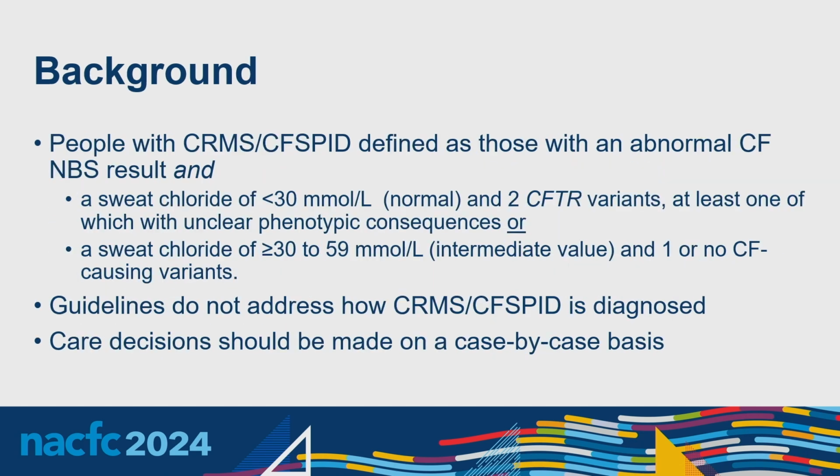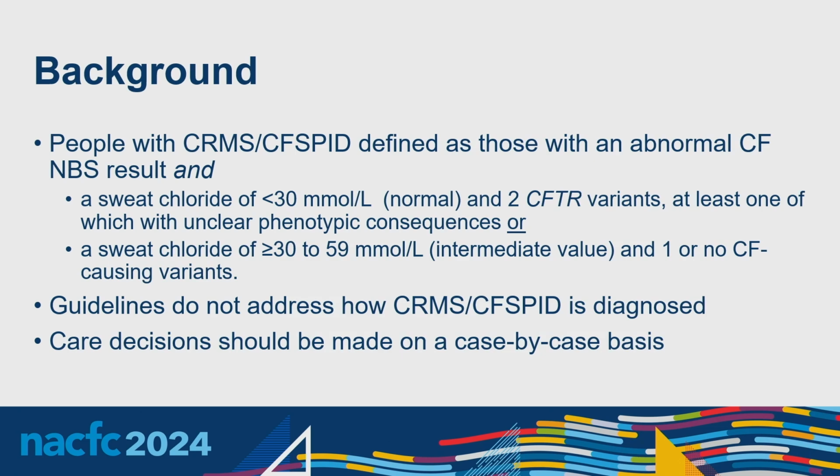All right, so as we all know, cystic fibrosis newborn screening has been offered in many countries around the world and in every US state since 2010. An unintended consequence of CF newborn screening is the detection of infants with an abnormal CF newborn screen result but inconclusive diagnostic testing, which has been termed CFTR-related metabolic syndrome, or CRMS, in the United States, and CF screen positive inconclusive diagnosis, or CFSPID, in other parts of the world.